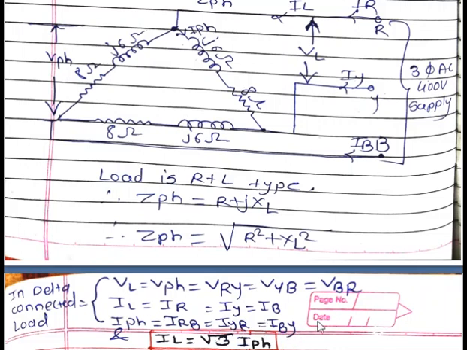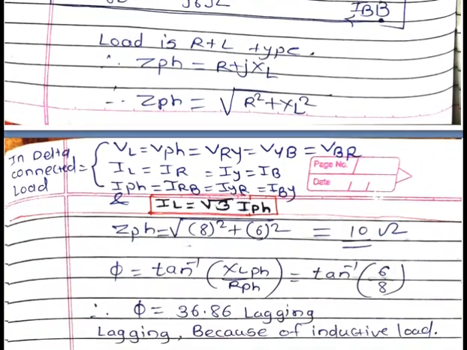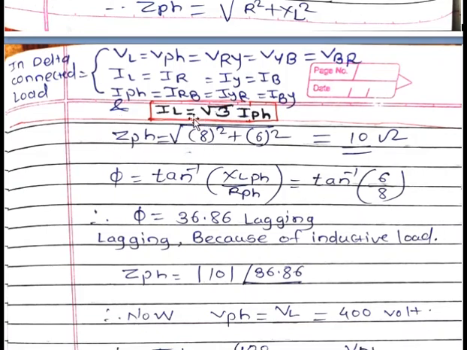These three values are the same because the load is balanced type. Now, the load is R plus L type because here resistance plus inductive reactance are connected in series. Therefore, the load ZPH is equal to R plus JXL. Now we calculate the ZPH. ZPH is equal to under root R square plus XL square. Now the value of R is equal to 8 ohm and the value of XL is equal to 6 ohm. Therefore, the answer of this calculation is equal to 10 ohm.